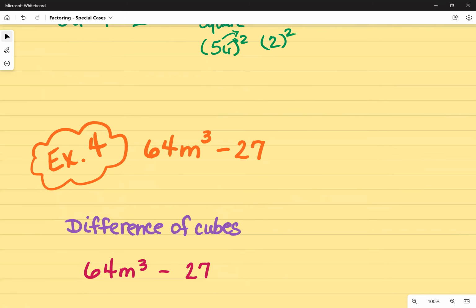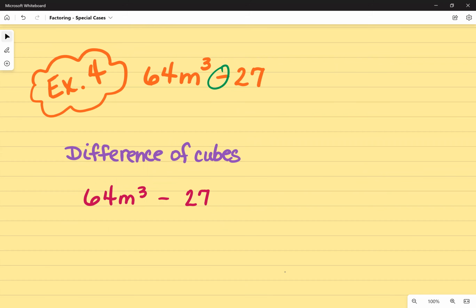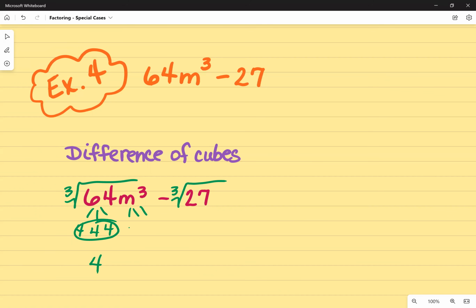Same concept here as far as the strategy, but it's now called a difference of cubes because there's a minus sign there. So I'm going to use the same strategy. I'm going to take the cube root of both terms. And then if I don't know the cube root, just use the calculator, or I could just keep factoring down 8 times 8. I can factor down 4 times 2 and keep going, so on and so forth. So this is going to be 4 times 4 times 4. So that means 1 4 can come out. And then this is m times m times m, which means 1 m can come out.